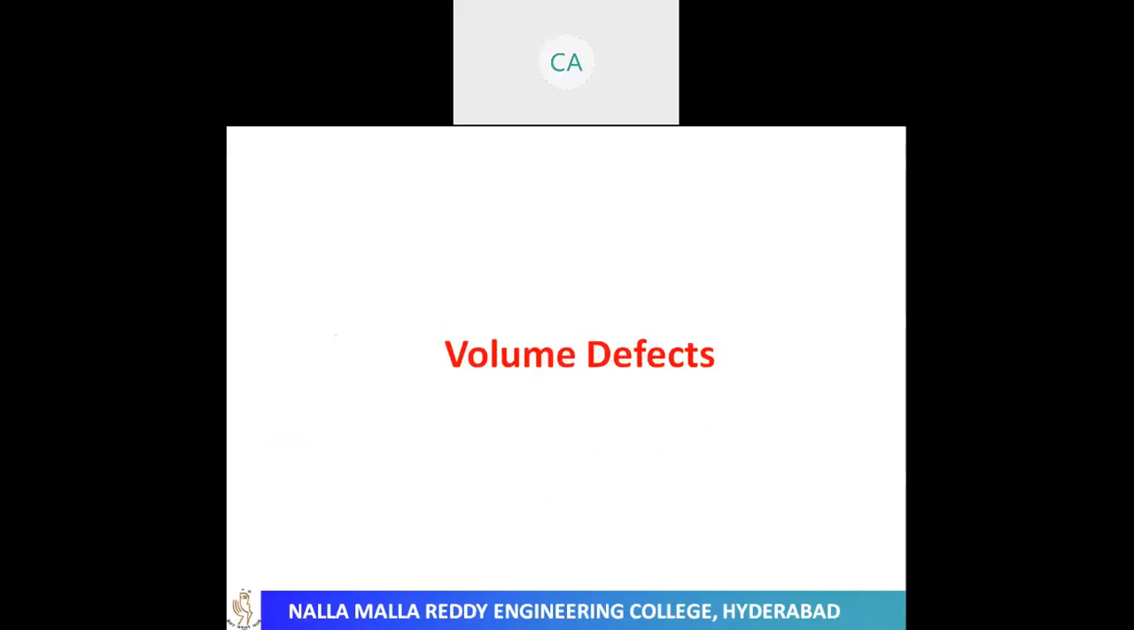Now, we'll see about volume defects. Volume defects are those defects like blowholes, cracks, foreign inclusions, etc., which are three-dimensional and are much larger than other types of imperfection. They are normally introduced into solids during processing and fabrication techniques and have a considerable effect on the properties of materials. Thank you.